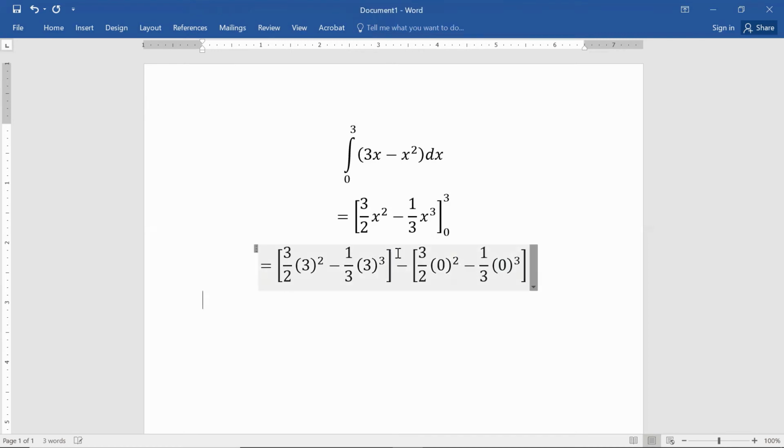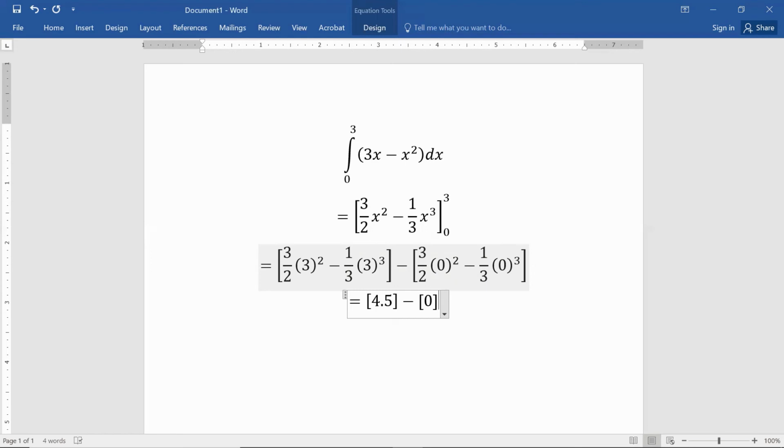We're going to compute each one of these brackets. In the first bracket, you just plug this into your calculator. 3 halves times 3 squared minus 1/3 times 3 to the third. I get a 4.5 in that first bracket. In the second bracket, this is really easy to calculate because 0 times anything is 0. So in the second bracket, I get 0.